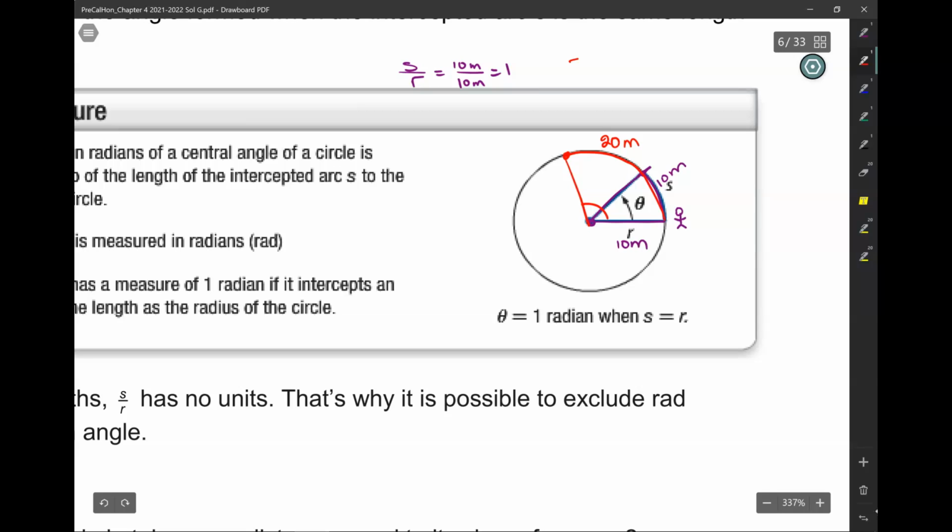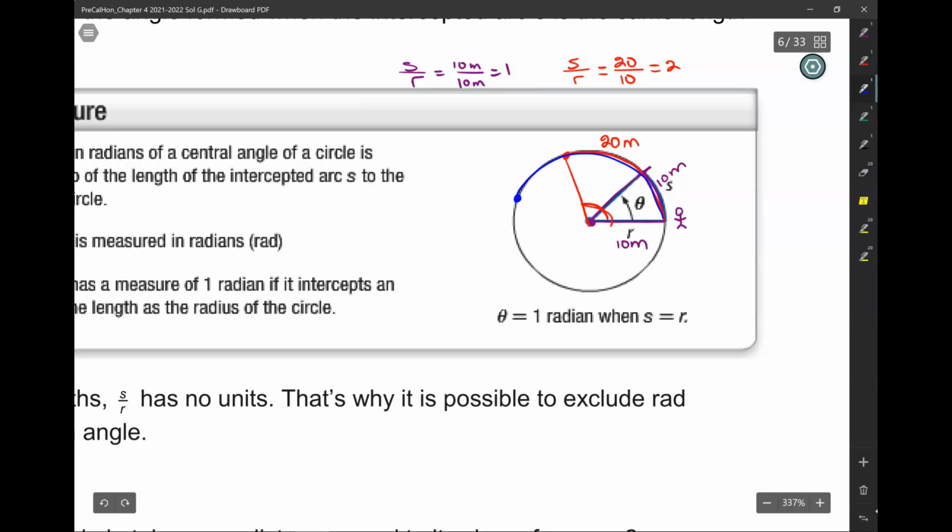What's your ratio of S to R? 20 to 10, it's 2, right? So that is an angle of 2 radian. Okay? Did that answer your question? I thought it might.